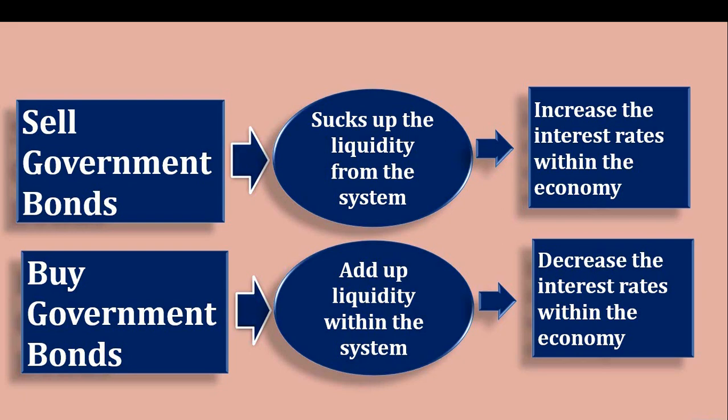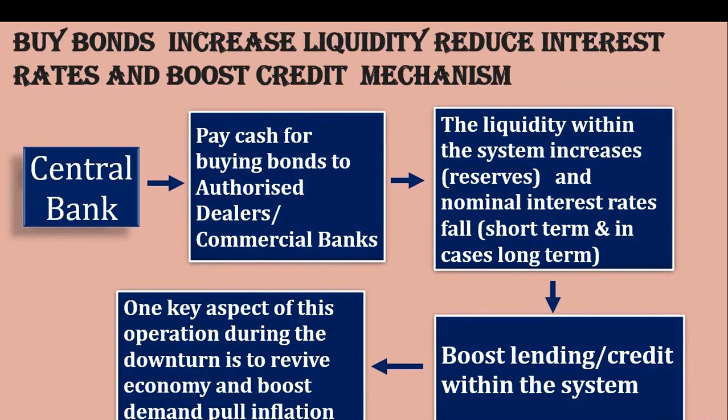Whereas when somebody is buying government bonds, you add liquidity within the system. Basically, you're decreasing the interest rates. When you're buying bonds, you're paying money for them. You're buying bonds from authorized dealers and paying the money, which increases the reserves, basically the liquidity in the system. For example, a central bank pays cash to buy bonds from the authorized dealers.